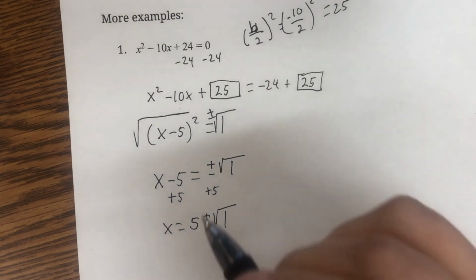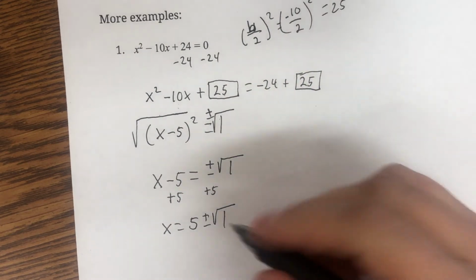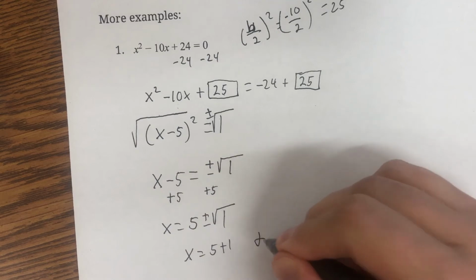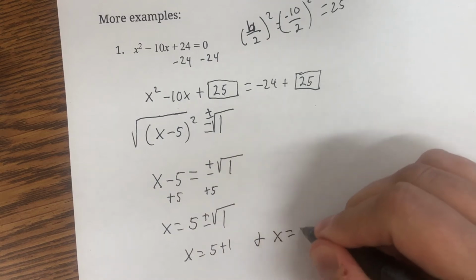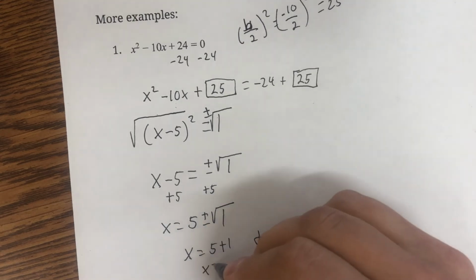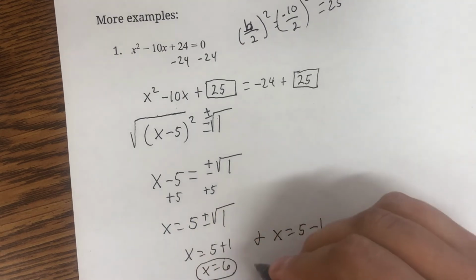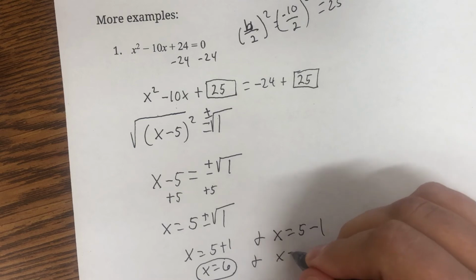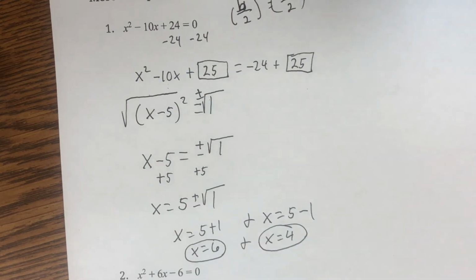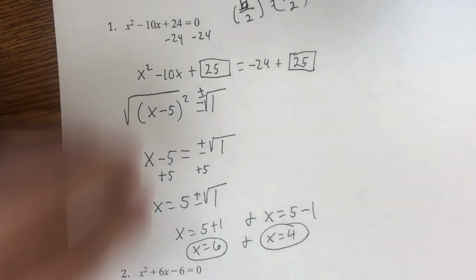Now, when I solve this one, the square root of 1 is just 1, so our two solutions, x equals 5 plus 1, and x is also equal to 5 minus 1. X is equal to 6, and x is also equal to 4. We found our two solutions. Okay, last example.